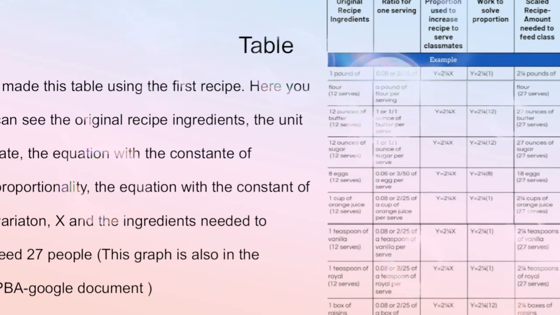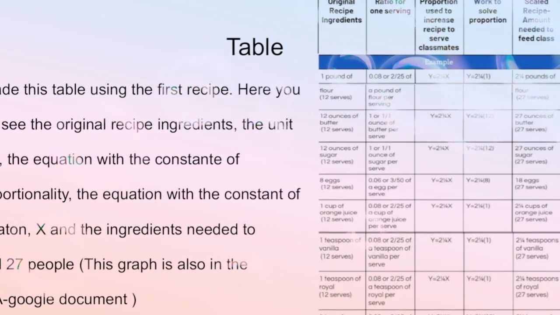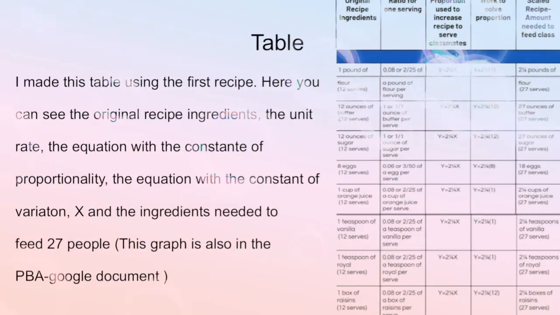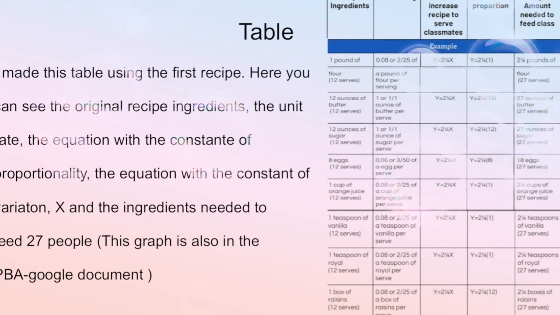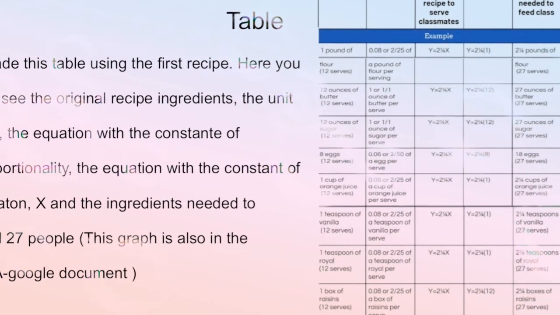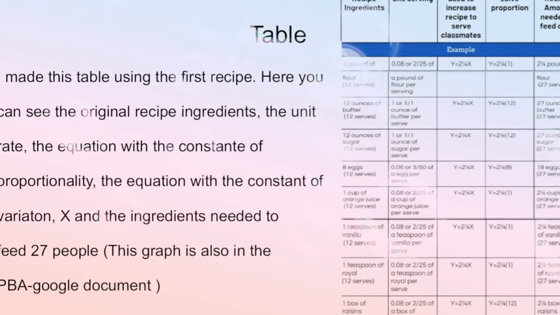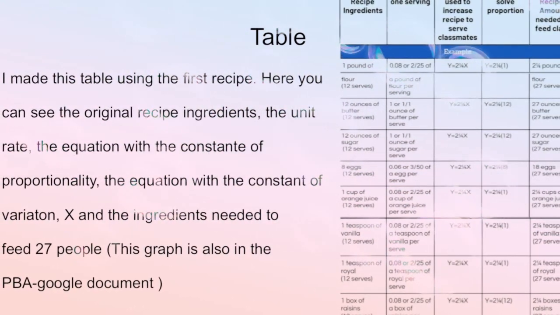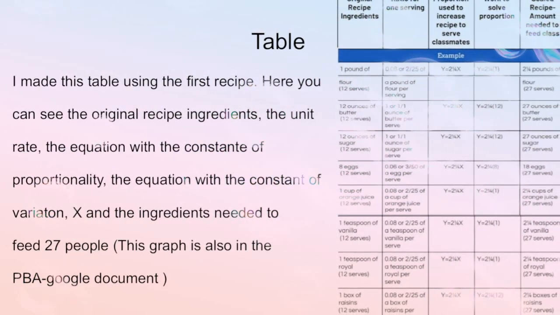0.08 or 2/25 of a cup of orange juice per serve. 0.08 or 2/25 of a teaspoon of vanilla per serve. 0.08 or 2/25 of a teaspoon of royal per serve. 0.08 or 2/25 of a box of raisins per serve.